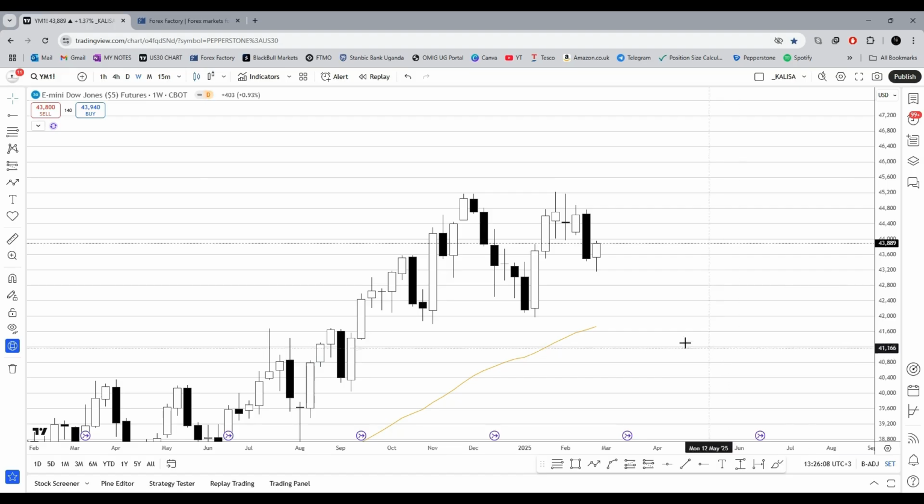I wanted to quickly go over US30 for the end of the week. It's the 2nd of March. And we always do top down analysis first, so we go to the monthly time frame.